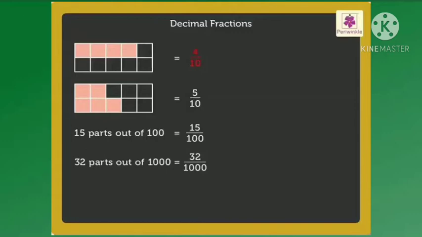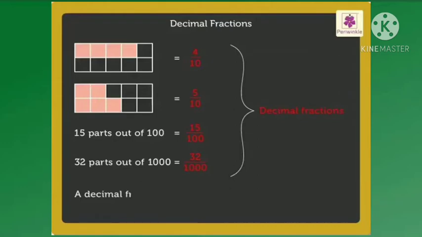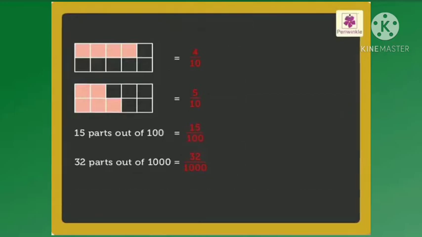The fractions 4 by 10, 5 by 10, 15 by 100 and 32 by 1000 have either 10, 100 or 1000 as the denominators. Such fractions are called decimal fractions. Thus, a decimal fraction is a fraction whose denominator is either 10, 100, 1000 or a power of 10. These decimal fractions can be represented in another form.